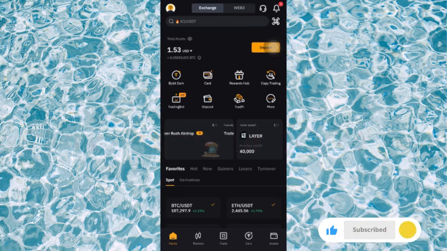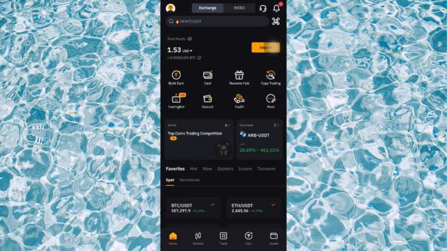Let's get started. Make sure you're at the home page on Bybit, in the exchange area, and make sure that your Bybit account is updated and verified for you to be able to carry out transactions. The first step you have to take is to go over to trade.